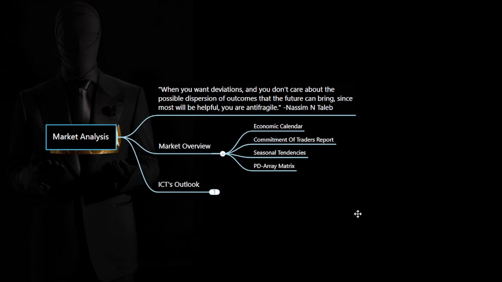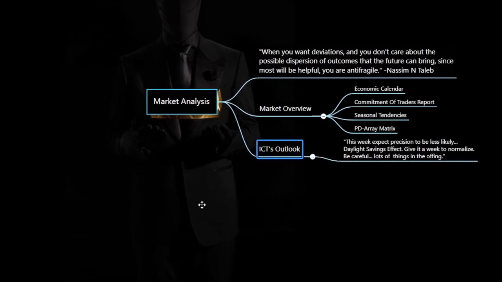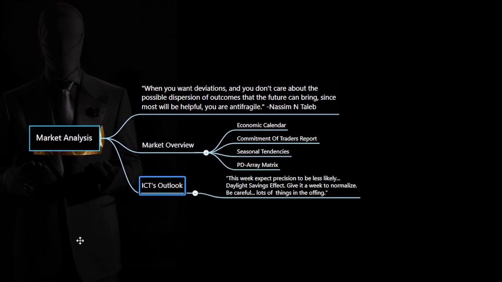And to close out this mind map, let's see what ICT's outlook is on the marketplace for the coming week. On his Twitter, he mentions earlier today, this week, expect precision to be less likely. Daylight savings effect, give it a week to normalize, and be careful. Lots of things in the offing. I'm not even sure what offing means, although I ought to look it up, but I can only guess based on context clues that it means lots of things in the making, in the background.